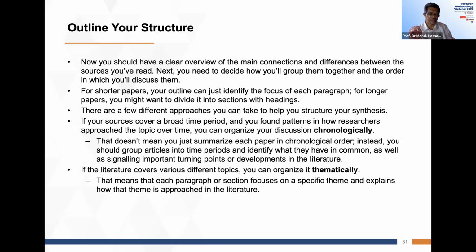If the literature covers different topics, you can organize it thematically. This means that each paragraph or section focuses on a specific theme and explains how that theme is approached in the literature. If you read a number of articles that talk about different themes, different topics, you may want to come up with a theme for each and focus your discussion on that theme.